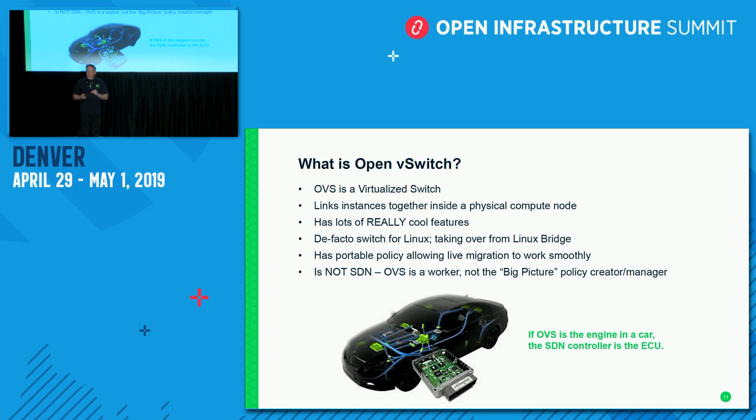Historically, virtualized switches inside a Linux node were done via Linux Bridge. And Linux Bridge is an extremely capable technology, but it's much less capable. So over time, what's happened is Open vSwitch, whereas Linux Bridge was the default within OpenStack as we first built it, Open vSwitch has really taken over from Linux Bridge.